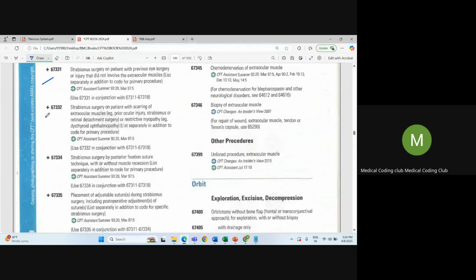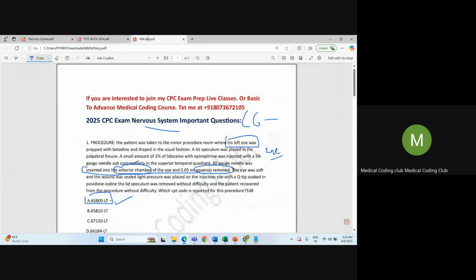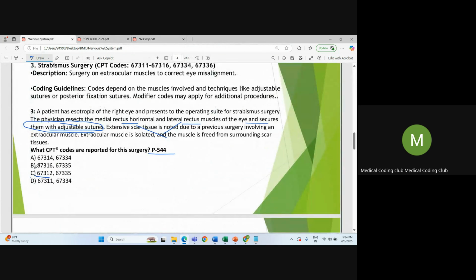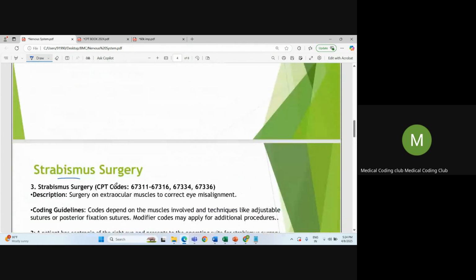So here are the additional procedures that can be performed with the strabismus surgery. 67335 says placement of adjustable sutures. Okay, and 67334 says strabismus surgery of posterior fixation. 67332 says it's a scarring of extraocular muscle. So in our question, the additional procedure is placement of adjustable sutures. Okay, so the correct answer should be C, 67312 with 67335. Okay, so yes, that's it, I think.